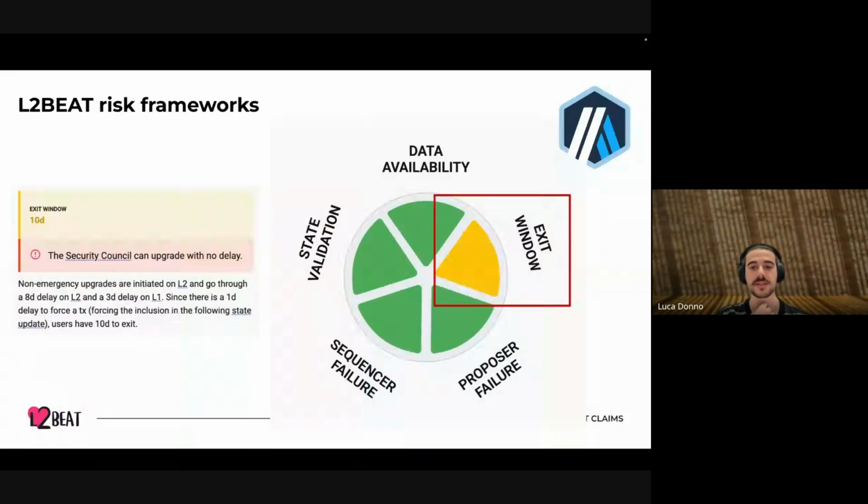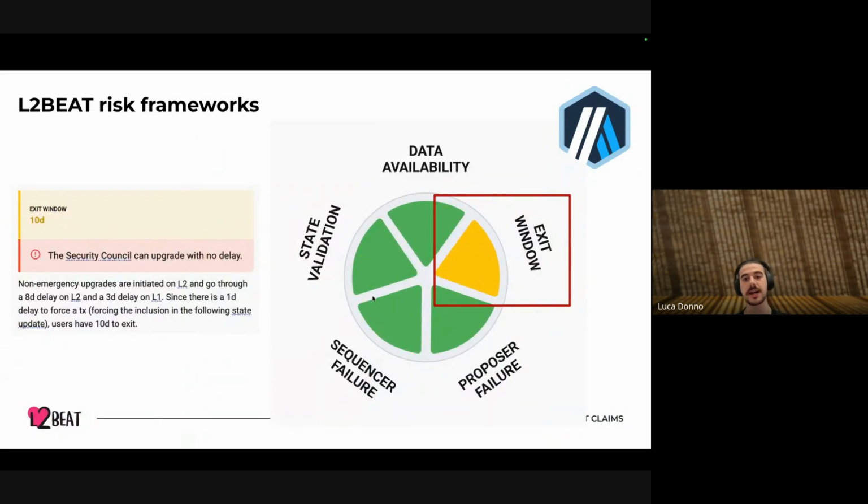Security councils are, as I said, multi-sigs, big endeavors, with different reputable entities behind them that can also upgrade the system with no delay, which is a problem. This is a security concern. If the security council is compromised, in Arbitrum I think it's 9 out of 12, then your funds can be compromised. That's why we show it as a red warning.